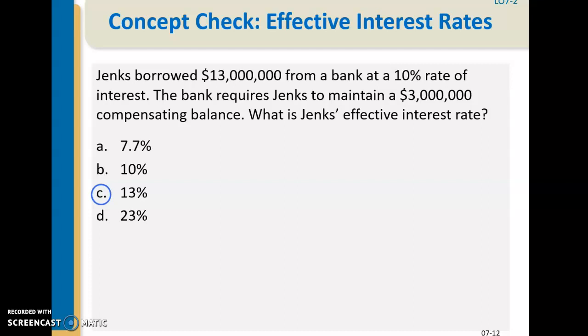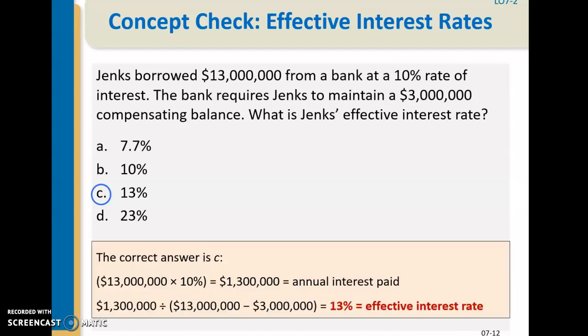If not, please pause your video and review the calculations shown at the bottom of this slide. Well, that's it for this video lecture. In the next lecture, we'll talk about current receivables. See you next time.